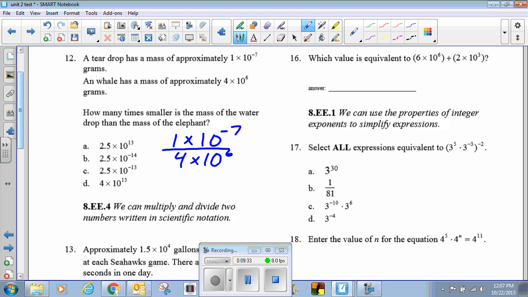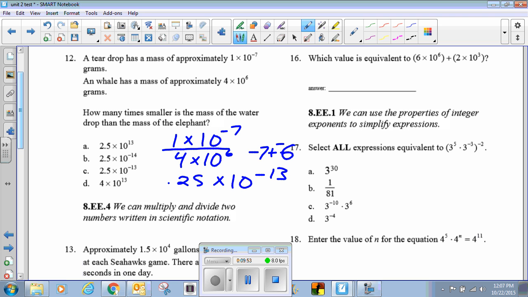Okay, same deal. 1 divided by 4 is 0.25. Step 2 is to subtract exponents. So I'm going to go negative 7 minus 6, which is negative 13. So I have 0.25 times 10 to the negative 13.